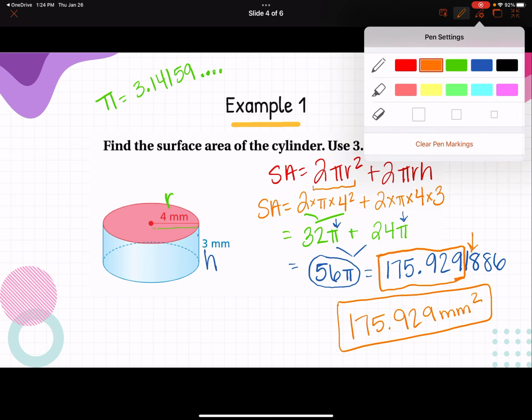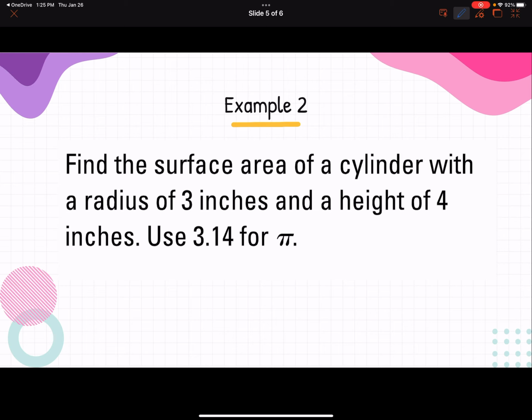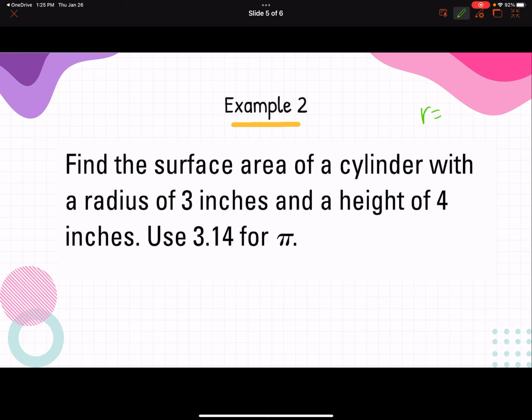Okay, just like surface area of a rectangular prism, you don't actually have to break this down in half like we did. If you want to just type in this whole thing right here, that will get you the answer as well. And we will try that this time on example 2. So we're going to find the surface area of a cylinder with a radius of 3. So it's telling me that R is 3 and a height of 4.